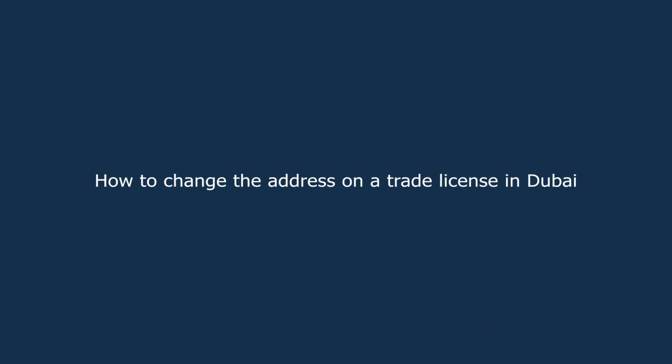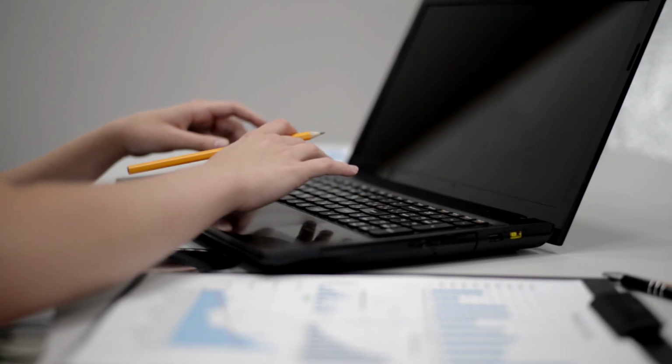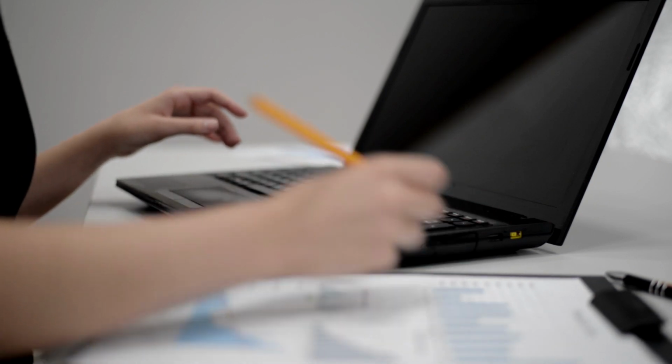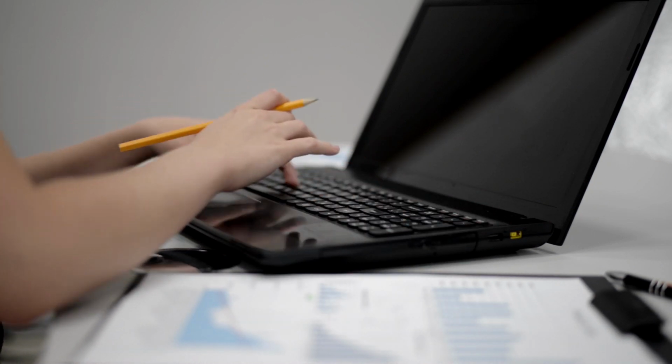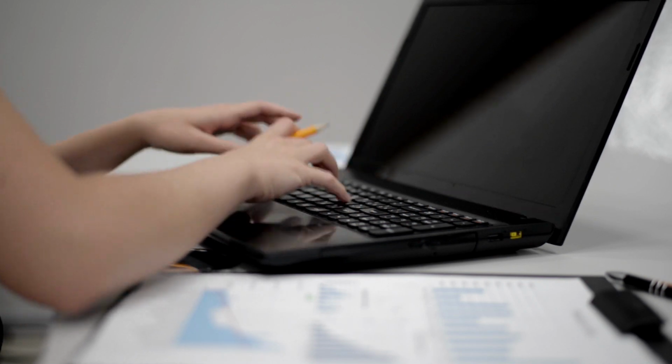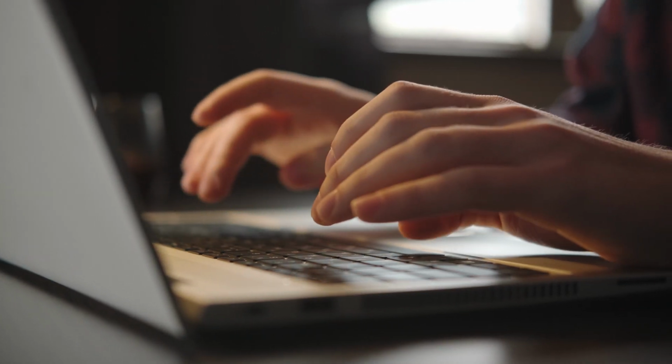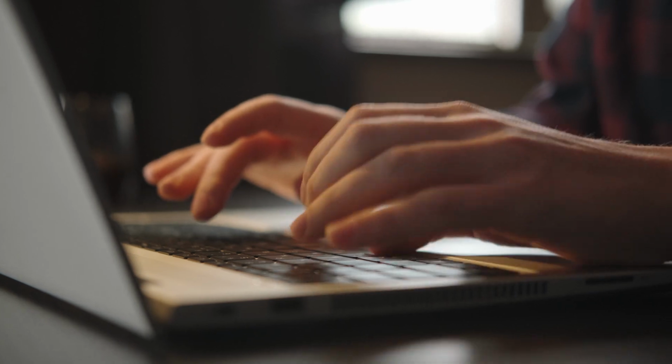How to change the address on a trade license in Dubai. You can change the business location address on the trade license by completing an addendum to the company's Memorandum of Association (MOA) documents. The notary public must then attest to this addendum at the DED. When submitting the documents and application to amend your business license, you must include this completed form for the change to be approved on your trade license.